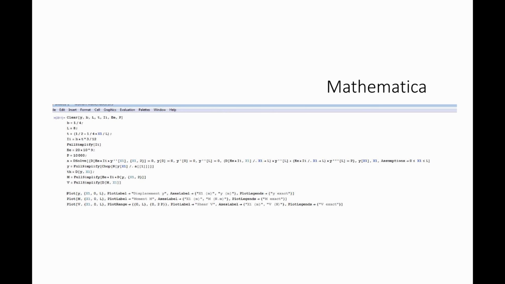This is just to make the solution simple. This is an option in Mathematica 10.3. We're putting some assumptions that x1 is only between 0 and L. Then we are able to solve and get the solution to that differential equation, and then we can FullSimplify it and find the rotation, the moment, and the shear. And we can plot them all versus x1 to see the distribution of all.